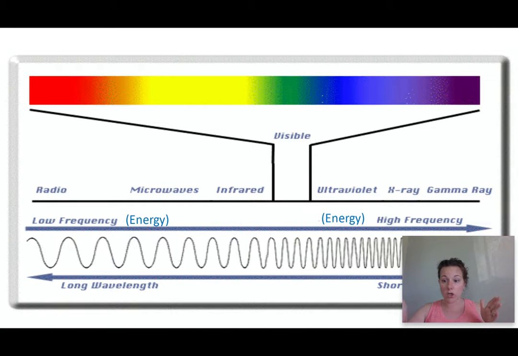If it's longer, it has a small amount of energy, and if it's shorter, it has a lot more energy. The part of the electromagnetic spectrum that we can see is the visible light range. It's right in here. And we have our colors, ROY G. BIV. Red has a much longer wavelength, so a lower amount of energy, and the wavelengths get shorter as we travel through the visible light spectrum to violet.